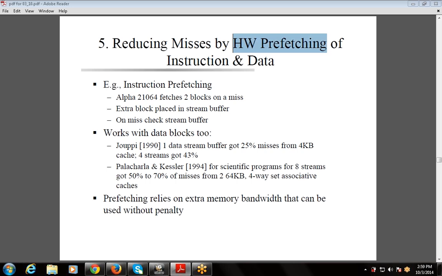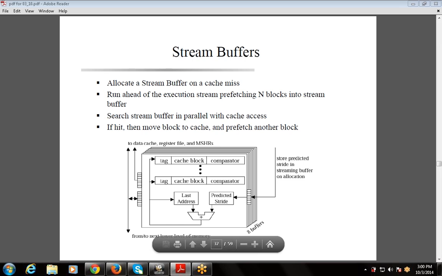Then the next method of reducing the misses is hardware prefetching of instructions and data, which I have already discussed. Using prefetching of either data or instructions is the next method for reducing the misses. For example, instruction prefetching. Prefetching relies on extra memory bandwidth that can be used without penalty. Then next is your stream buffer.